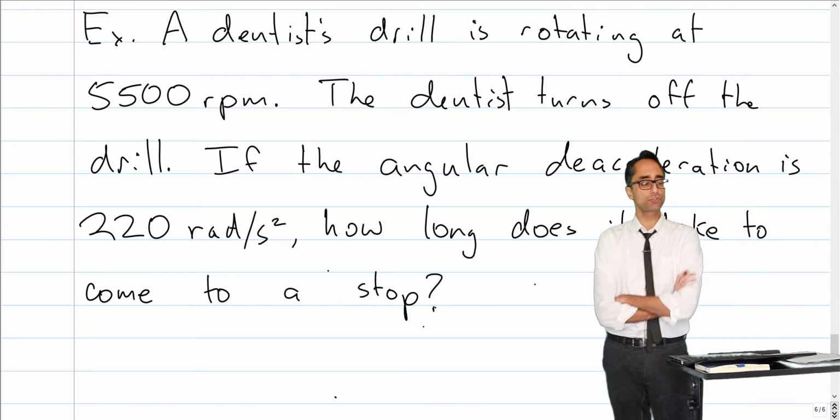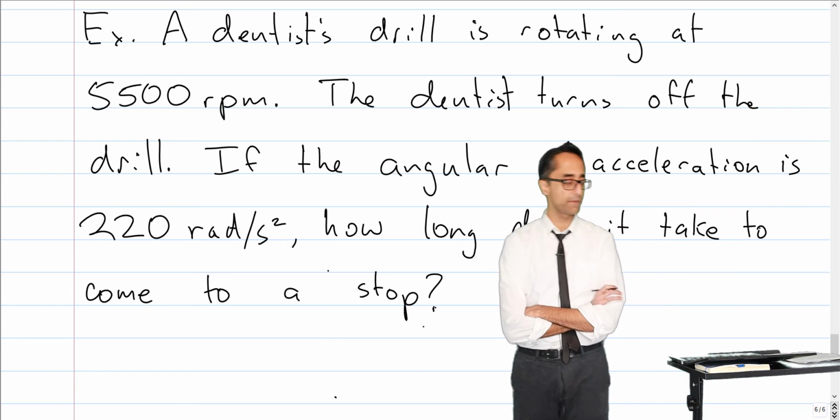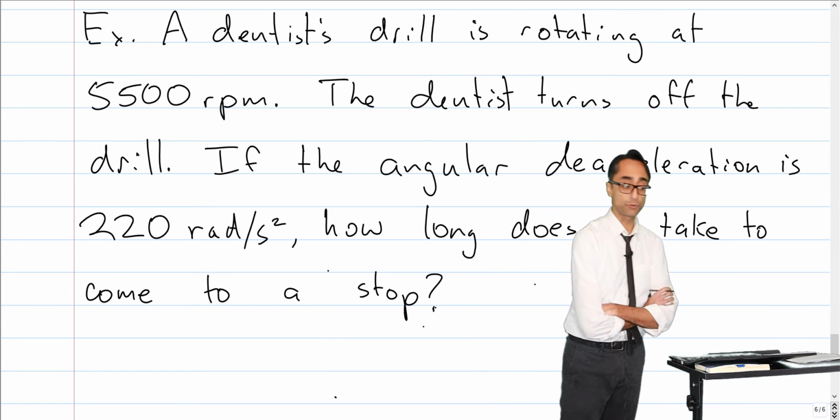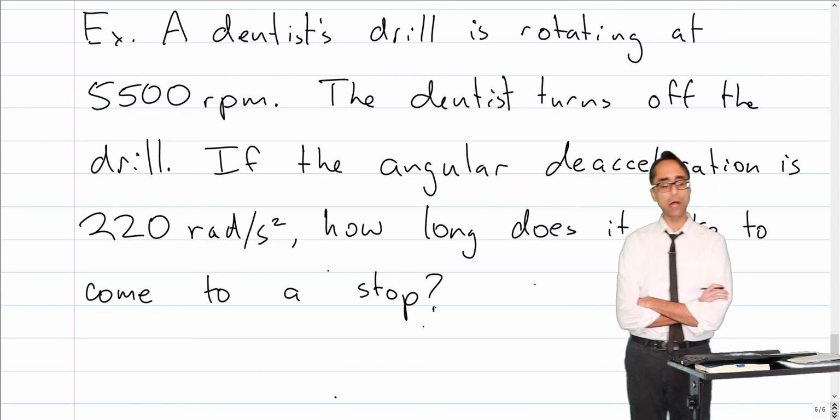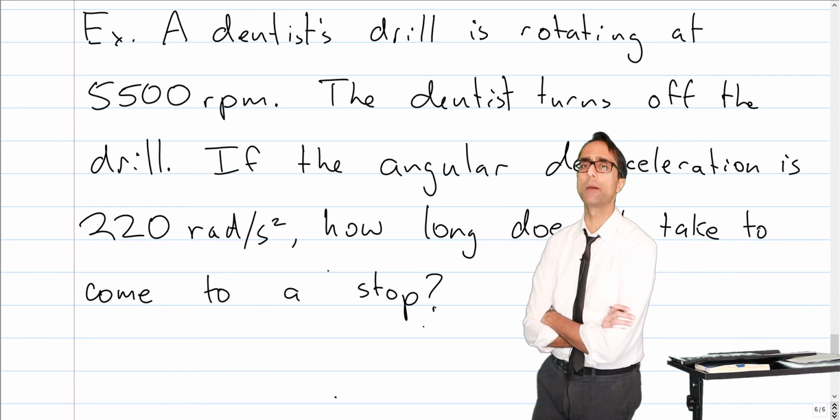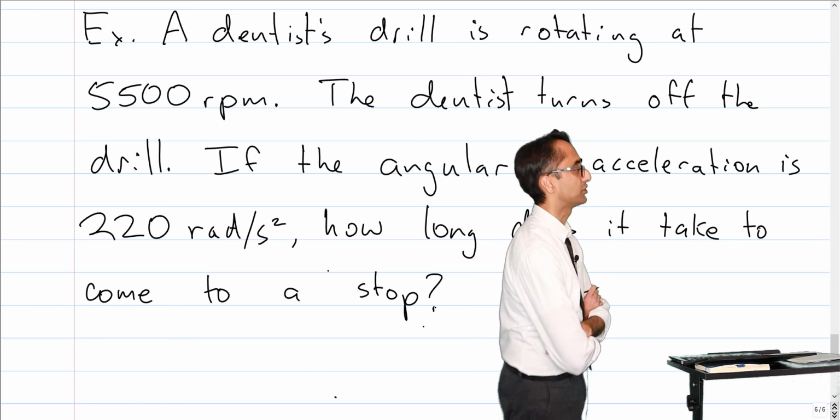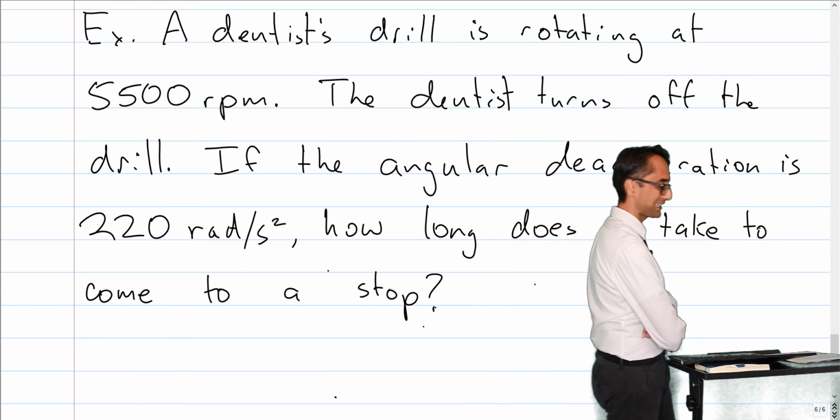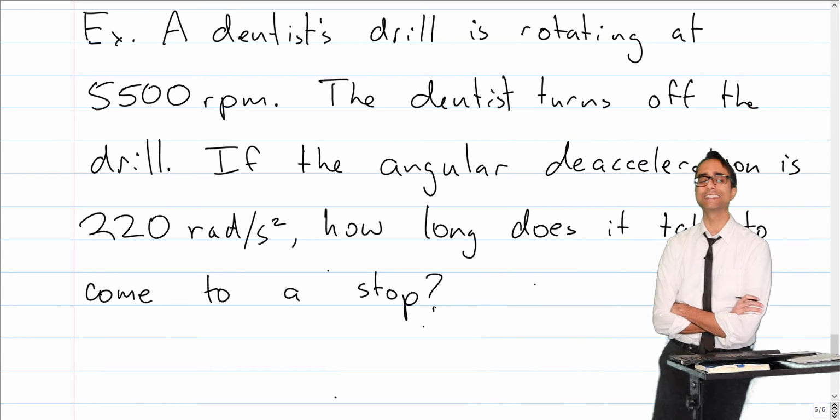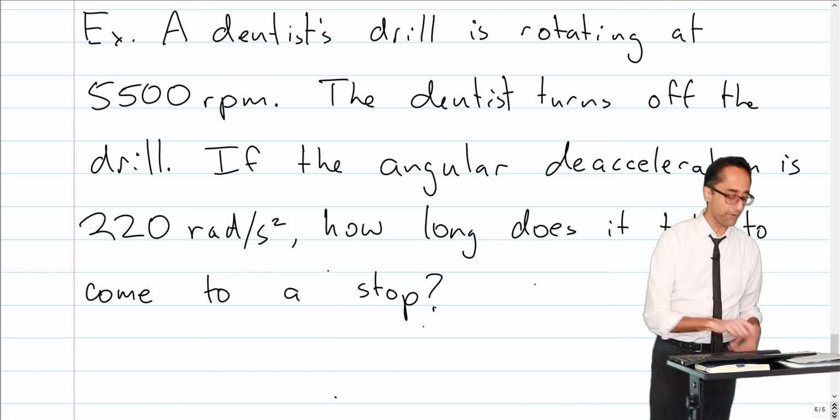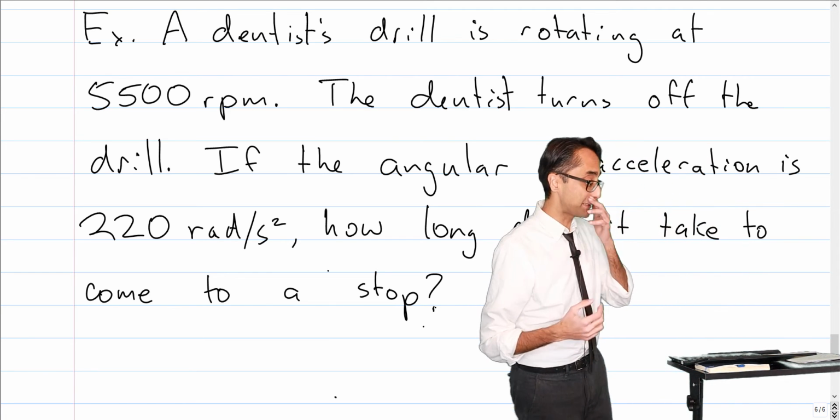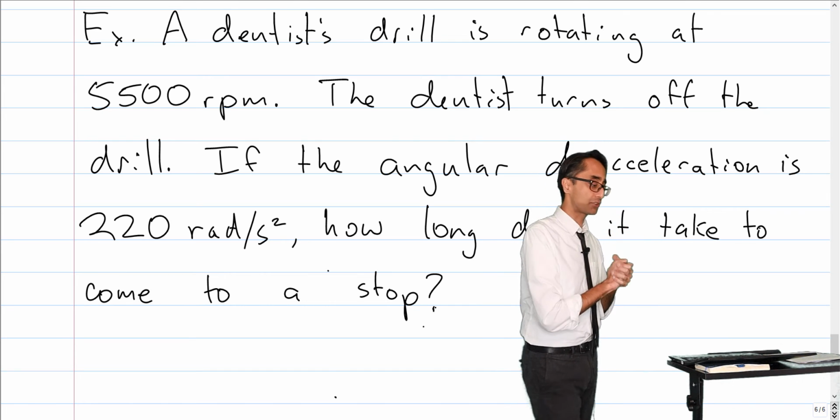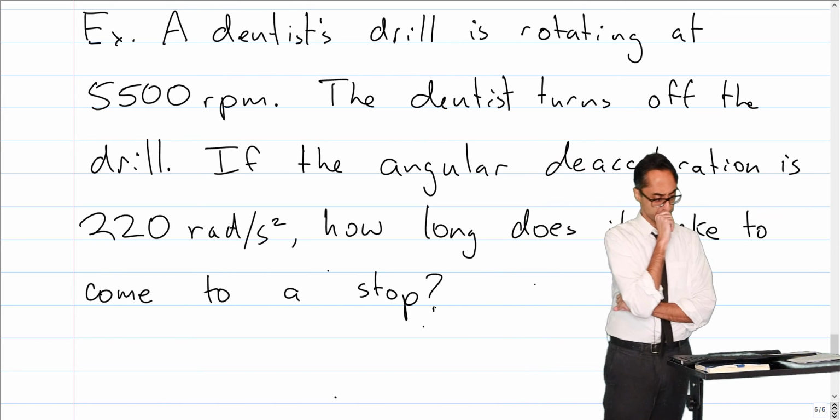All right, so a dentist drill is rotating at 5,500 RPM. The dentist turns off the drill. If the angular deacceleration is 220 rads per second squared, how long does it take to come to a stop? And we're not really familiar with this sort of language, and so this question can seem perhaps a little bit intimidating. But if I was to reword this in a more familiar one-dimensional way, let's say in the x direction, it would be something like this.